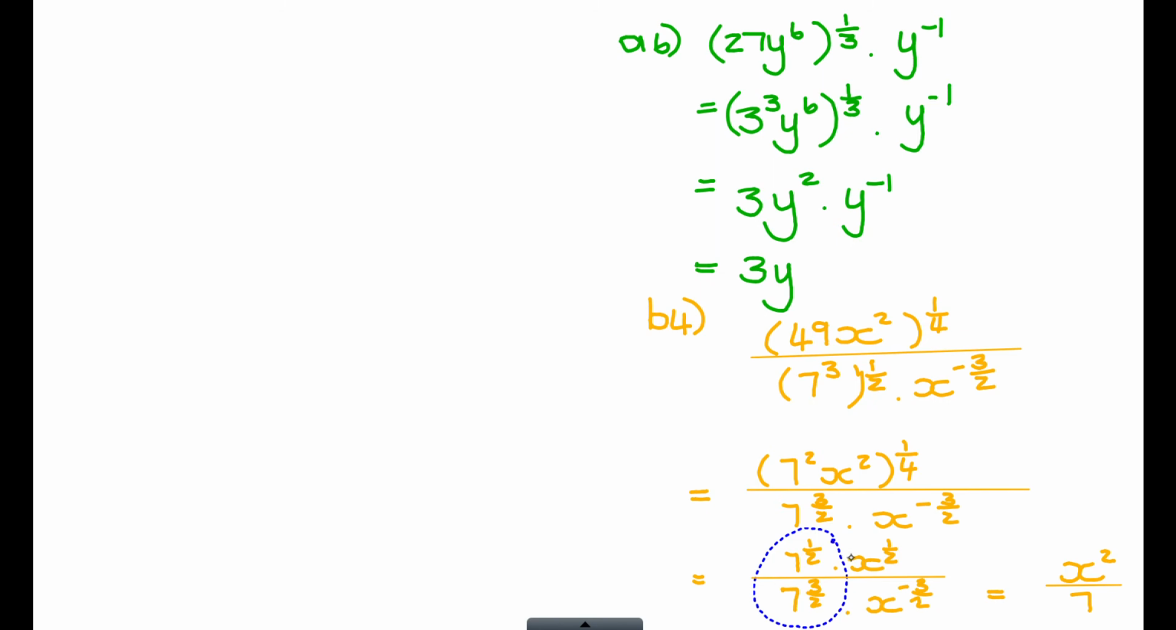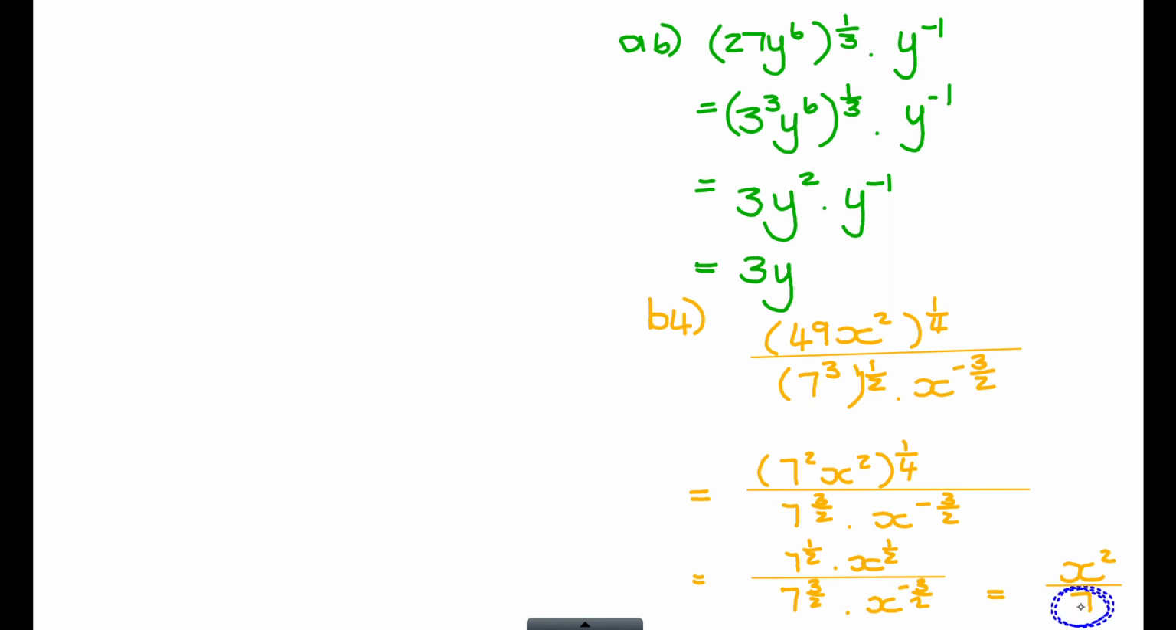Nou kom ons kyk gou net eers na hierdie 7's. 7 tot die mag 'n half op 7 tot die mag 3 op 2. Because it was over, it's the same as divide. Nee. En wanneer basis dieselfde is en ek deel, wat doen ek met my eksponente? I minus. So it's the same as 7 to the power of a half minus 3 over 2. And that is how I get 7 tot die mag minus 1. And that's why I go put it at the bottom of my fraction.